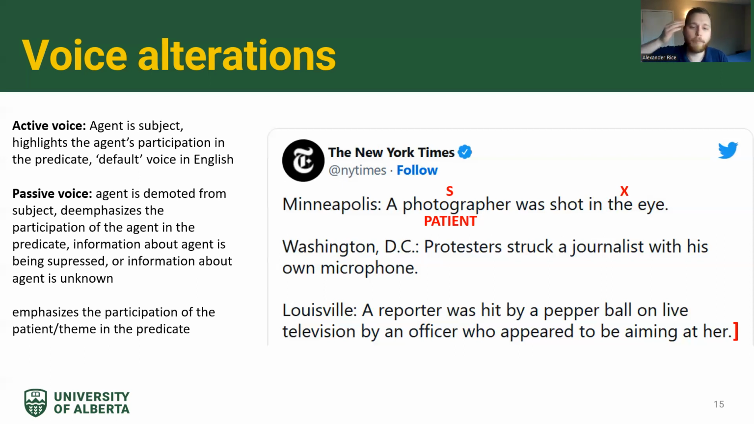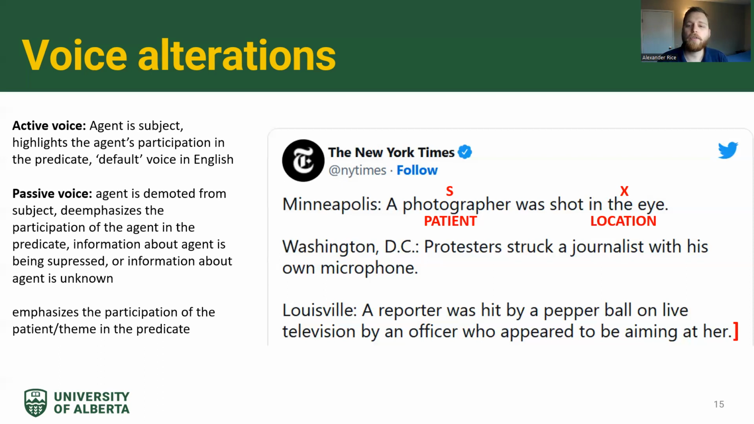And by the way, I looked it up. This photographer luckily did not die. I think they had to lose their eye, but luckily they did not die from this incident. So we have the patient, and our other argument, in the eye, which is a location. We know this because this argument starts with a preposition, in the eye.